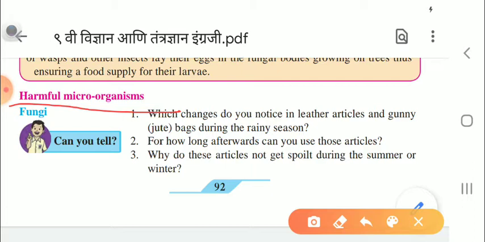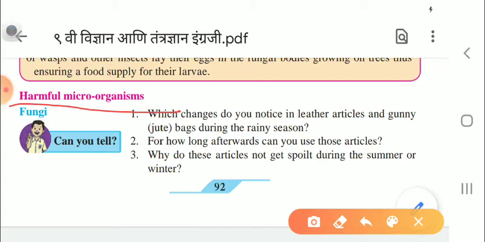Due to that, because these fungi are getting their nourishment from these articles, their life becomes very short, they have a very short period of life.